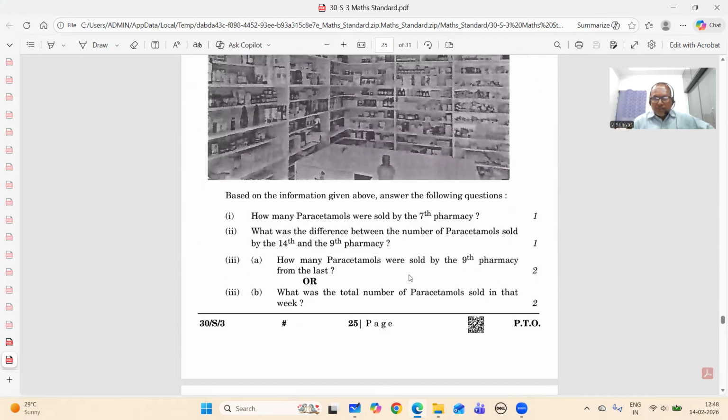How many paracetamols were sold by the ninth pharmacy from the last that we computed? Okay, third B. What was the total number of paracetamol sold in that week?